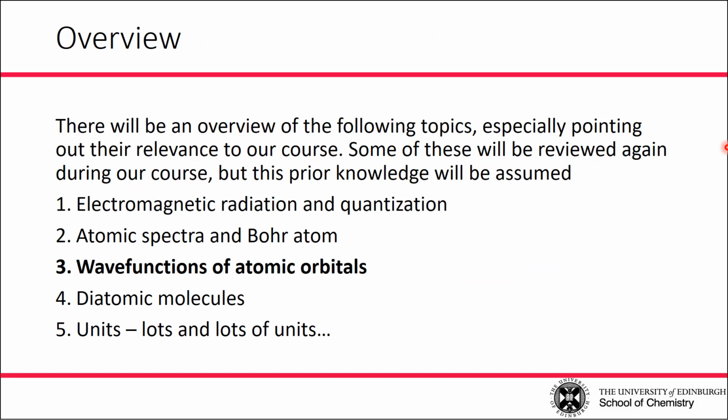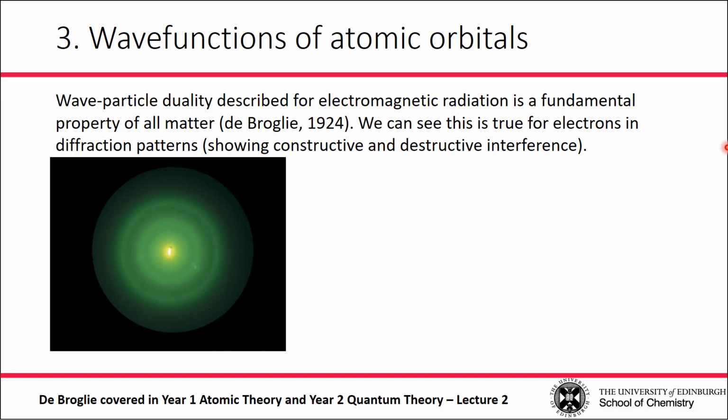Let's look briefly now at wave functions. We mentioned that electromagnetic radiation can be considered as a wave or a bundle of particles, and this wave-particle duality is true for all matter, including electrons. We can see this is true from the diffraction pattern generated from electrons. We have constructive and destructive interference, meaning the electrons have wave characteristics.